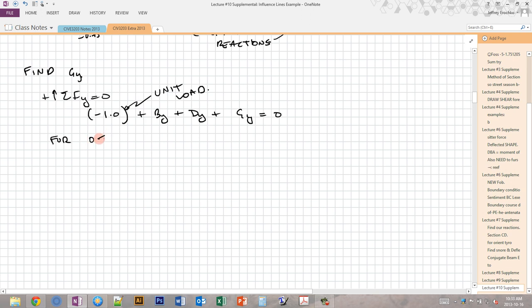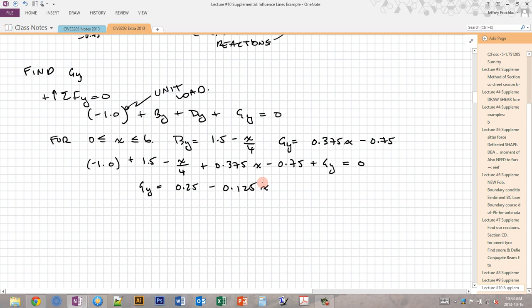So for 0 less than or equal to x less than or equal to 6, by, as you'll recall, is equal to 1.5 minus x over 4, and gy is equal to 0.375x minus 0.75. So if I do that equilibrium, we find that gy is equal to 0.25 minus 0.125x.